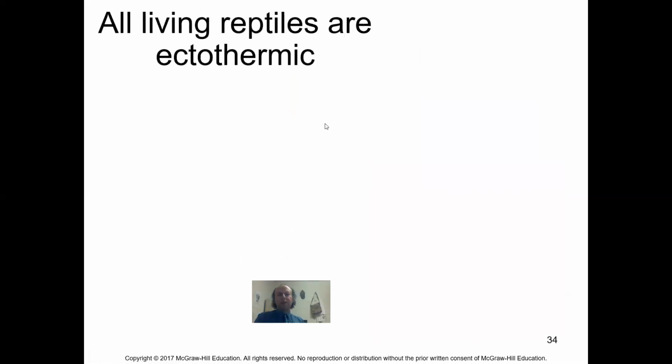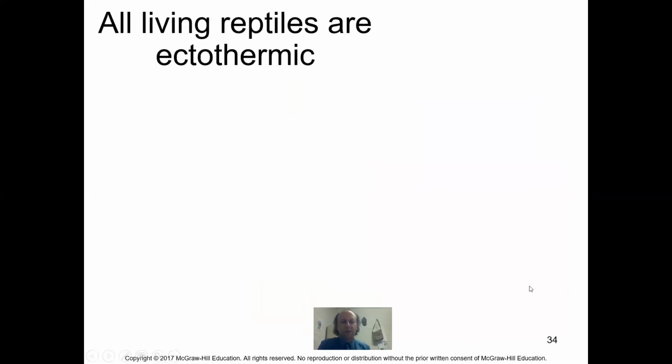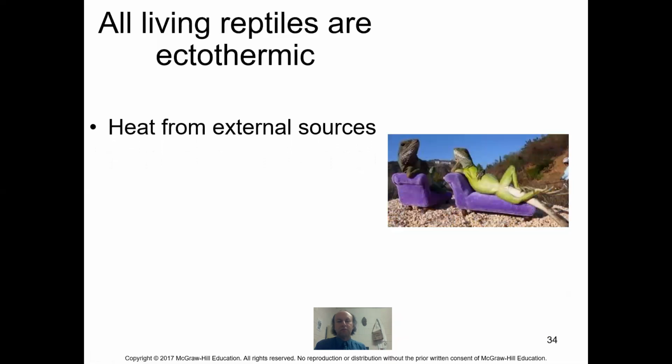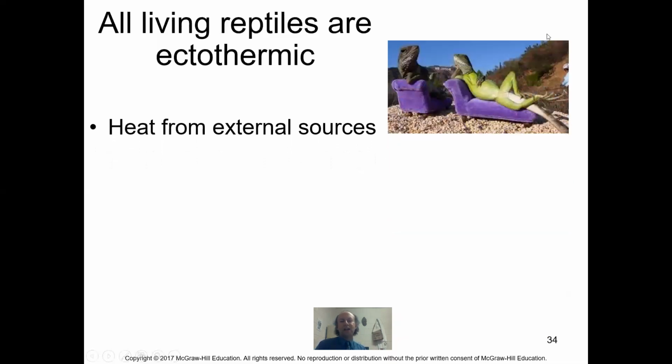Now, all living reptiles are ectothermic. What is the meaning of that? That they need to get the energy from the environment, to heat their bodies from external sources, the sun. We keep our internal temperature, but what do they have to do if they are very cold? They have to go outside and sunbathe. Yeah, that is what they have to do.